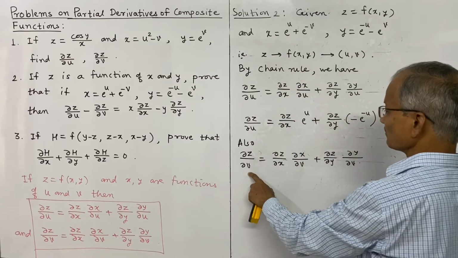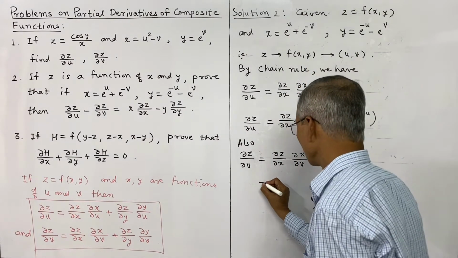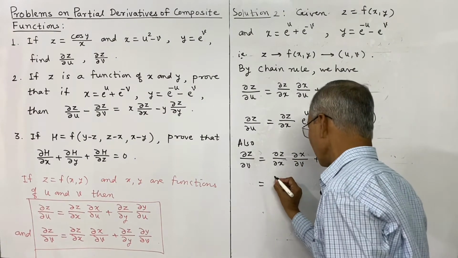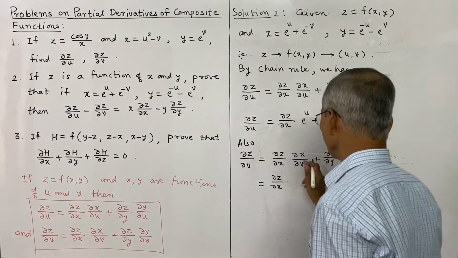We are differentiating with respect to v. So this is ∂z/∂v. And now, as earlier, this remains the same, ∂z/∂x, into ∂x/∂v.